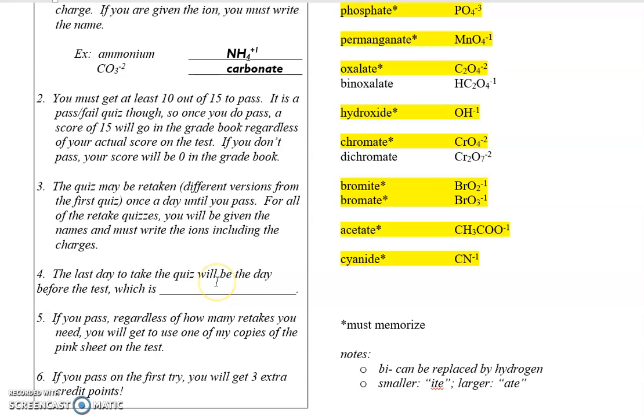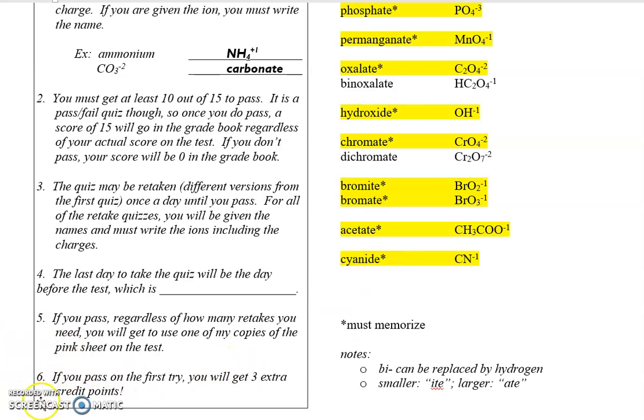But then you'll get a copy of the pink sheet on the test. You want this on the test. You need it on the test. Some students say, wait a minute, that doesn't make sense. If I memorize it, I get it on the test? Well, yeah, you get it as like a safety net. You're like, okay, I know what cyanide is, I think, but I'm just going to check on the test, and you've got it right here. Oh, it's CN -1.